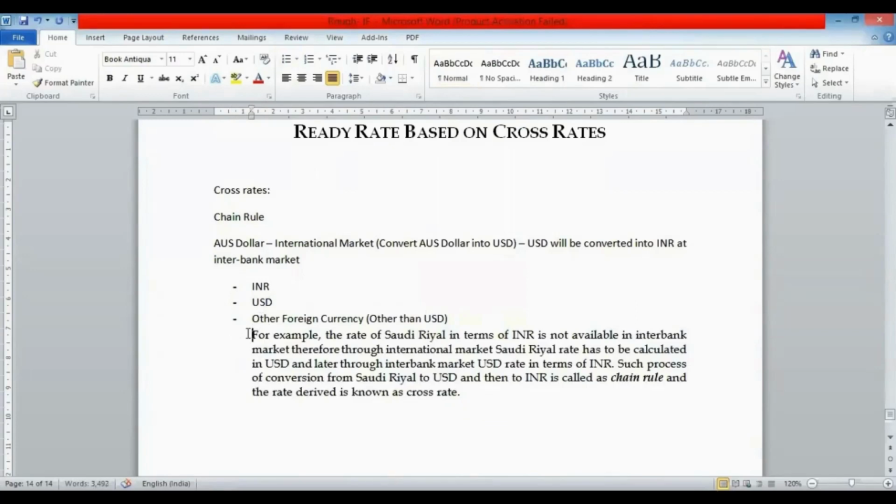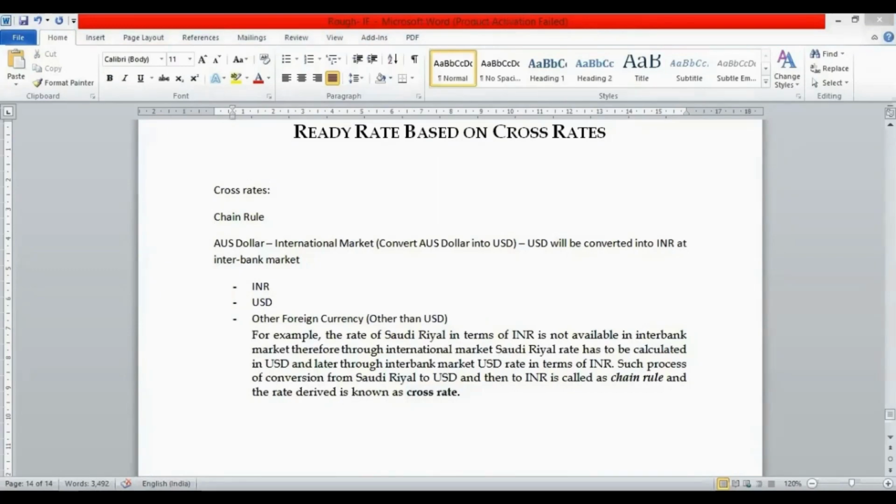For example, the rate of Saudi Riyal in terms of Indian rupee is not available in the interbank market. Therefore, through the international market, the Saudi Riyal rate has to be calculated in USD, and later through the interbank market, the USD rate in terms of INR. Such a process of conversion from Saudi Riyal to USD and then to INR is known as chain rule. And the rate derived from such a process is known as the cross rate. I hope I made this concept clear.